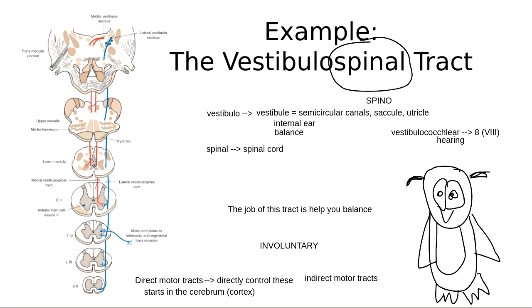And that ties into what we just said, that this particular tract we're looking at, which is an indirect one, we don't control it directly. We're not deciding when our muscles contract to help us not fall over. So an indirect motor tract starts somewhere besides the cerebral cortex. That's what that terminology means. So thank you for reminding me about that. I spaced on talking about that with you guys. Direct versus indirect.